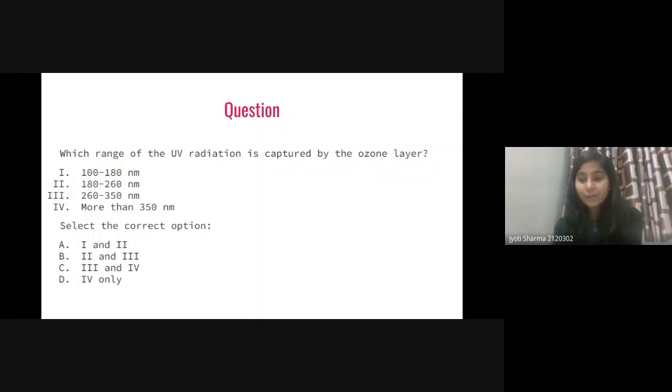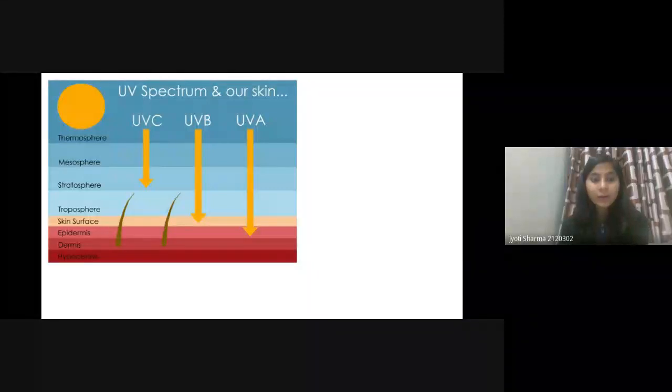This is an out-of-the-box question, but you should know what range of wavelength the ozone captures. Can you guess? Okay, so the answer is first and second. We will talk about why this is first and second. So let's talk about it.